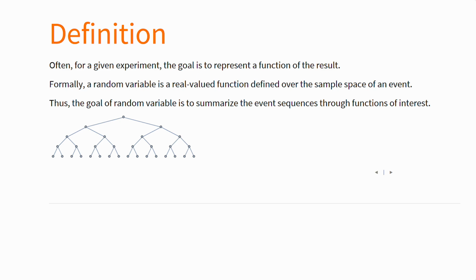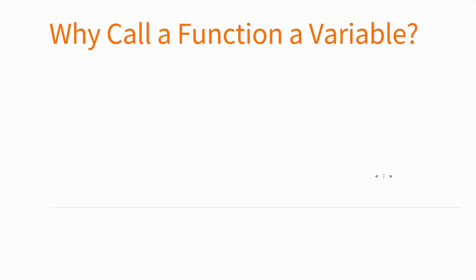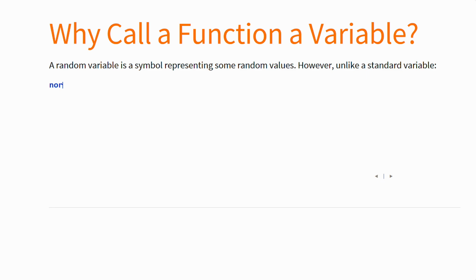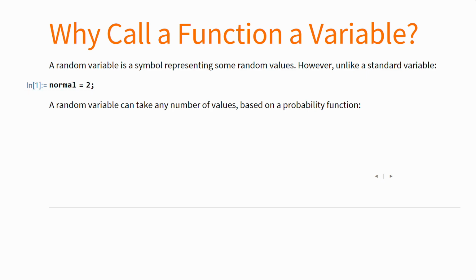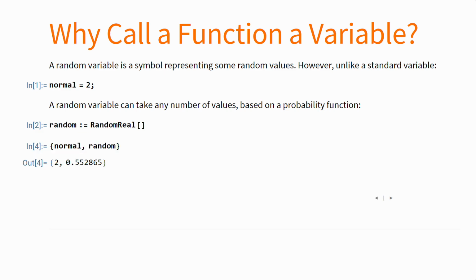At first, when I learned this, I was very confused. If a random variable is literally defined as a function, why call it a variable? Let's take an example. A standard variable only contains a single value, like 2, but a random variable is random. It can take any number of values based on a probability function. The random real function takes any value from 0 to 1. If we run it, the random variable will have a random value.